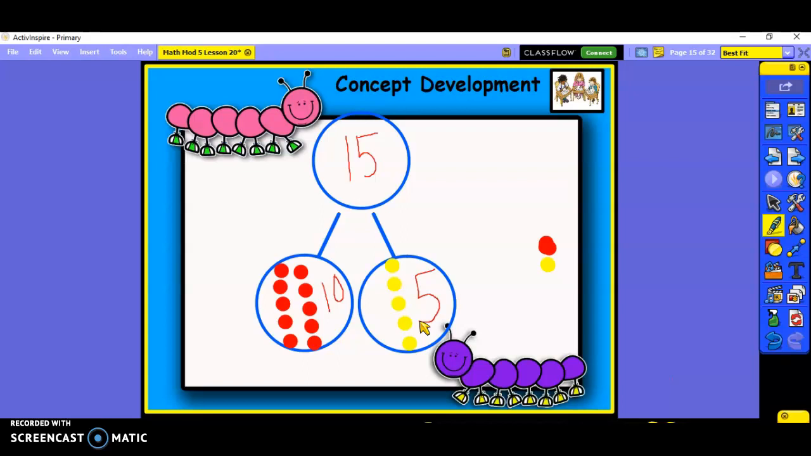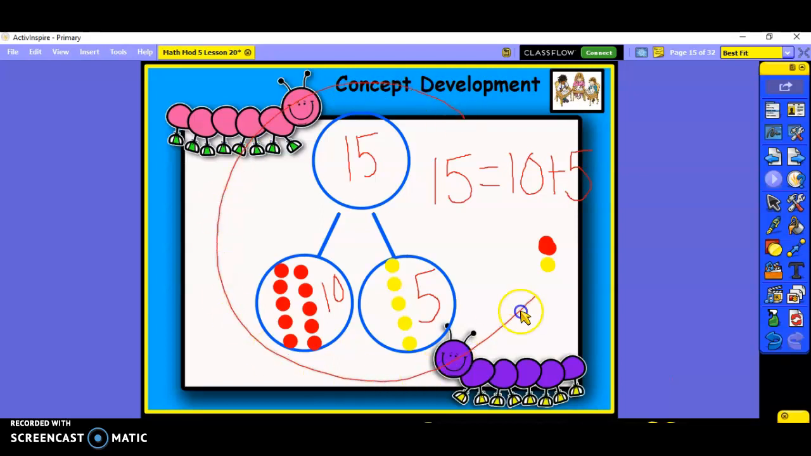When we write that as an addition sentence, we're going to write our whole first because that's what we knew first. We knew we had 15, and that 15 equals our two parts of 10 plus 5. We split our 15 into 10, 5. When I put those parts back together, that 10 and 5 back together, remember your parts have to equal your whole.